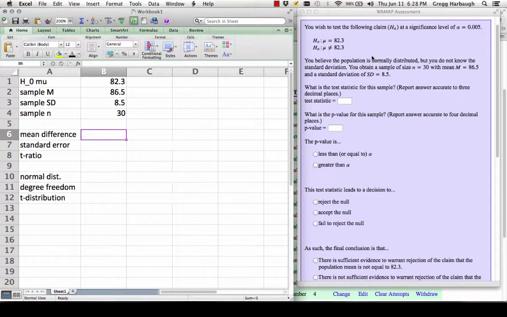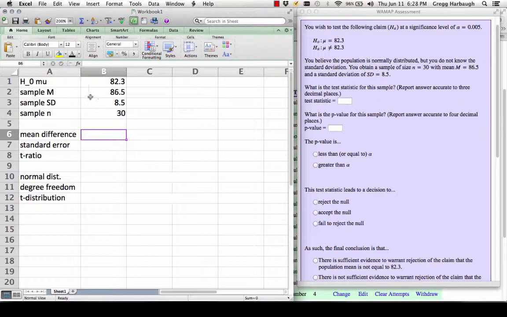This is an example of a t-test with sample statistics using Excel. The problem states that we have a null hypothesis with the population average equaling 82.3, and the alternative hypothesis that we wish to test is that the average population does not equal 82.3. Thus, this is a two-tailed test.